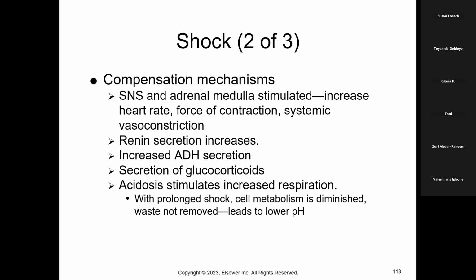The cortisol, okay, cortisol, how's that going to help us? It's going to help give us energy, help increase our alertness a little bit. And then the acidosis, which will stimulate our respirations. But if we don't fix it, these people will end up dying.